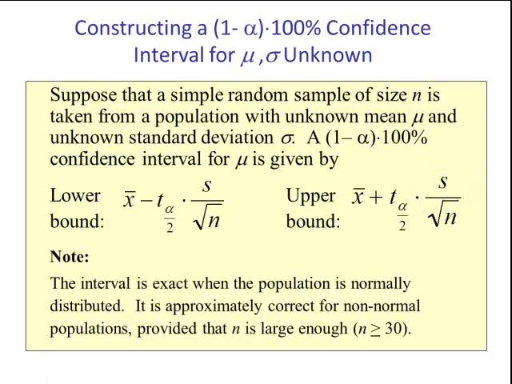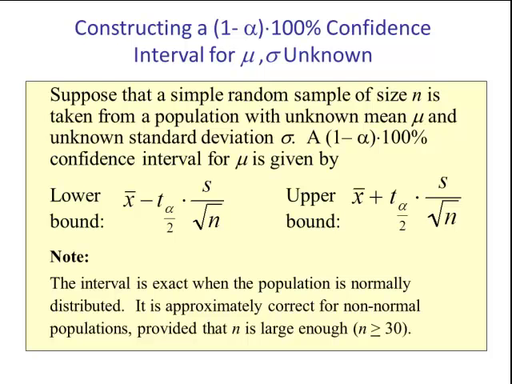The interval is exact when the population is normally distributed. It is approximately correct for non-normal populations provided that n is large enough, and our rule of thumb is n is 30 or more. If the sample size is less than 30, then we have to check to see if the original population is normal by using the probability plot in Minitab or the QQ plot in StatCrunch.